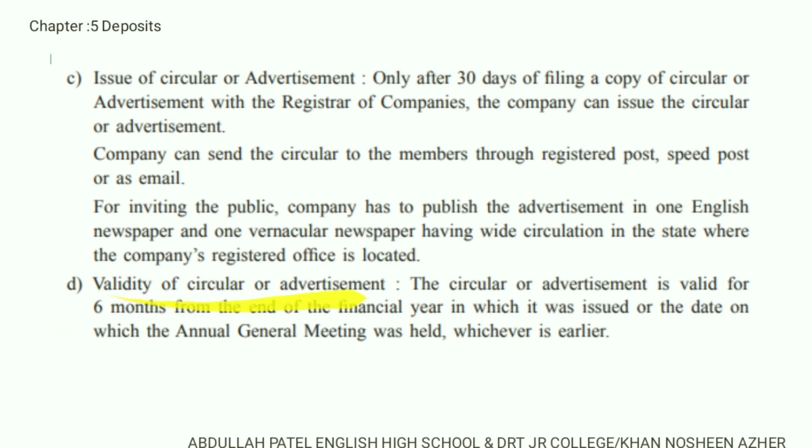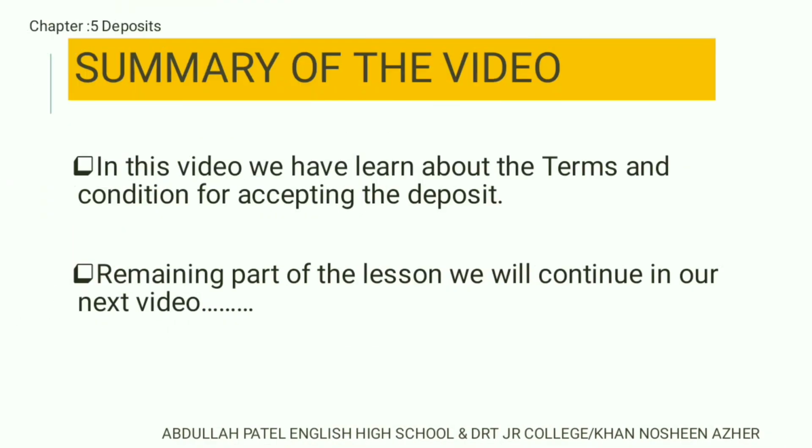Validity of circular or advertisement. The circular or advertisement is valid for 6 months from the end of the financial year in which it was issued or the date on which the annual general meeting was held. Whichever is earlier will be the valid period for the circular or the advertisement.